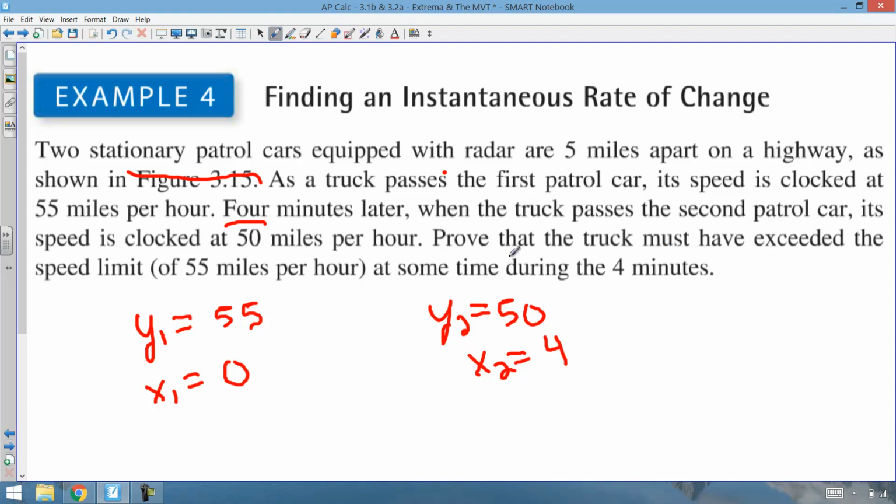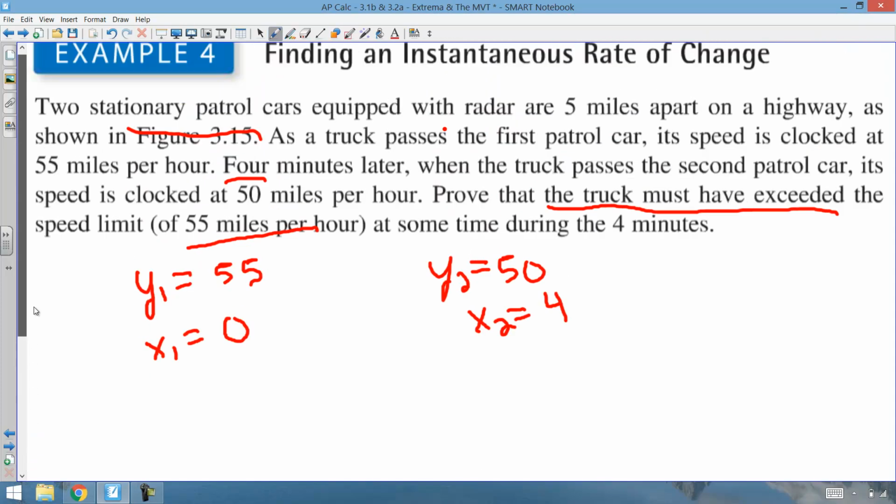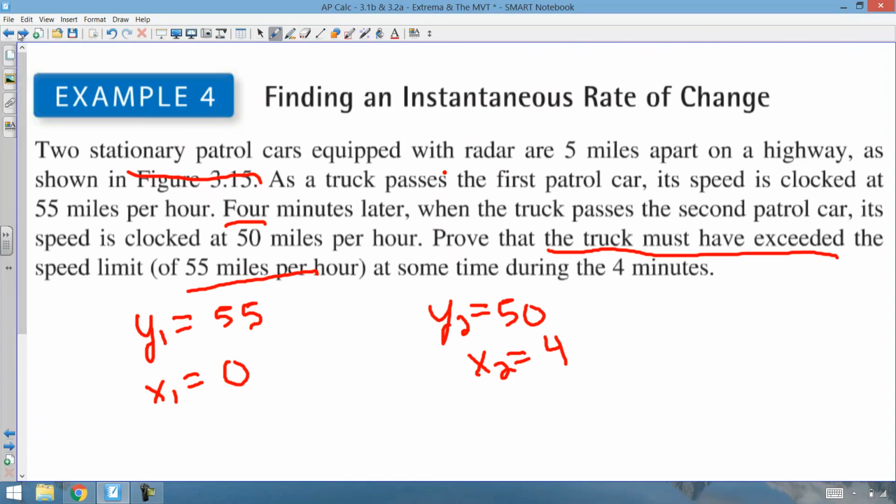And that's really what we have here for this thing. Prove that the truck must have exceeded 55 miles an hour at some point. So think about that and maybe flip back and try from a different example, and then you try that on your own. Pause the video, try that on your own.